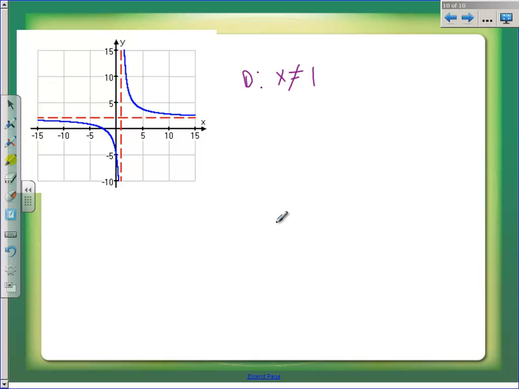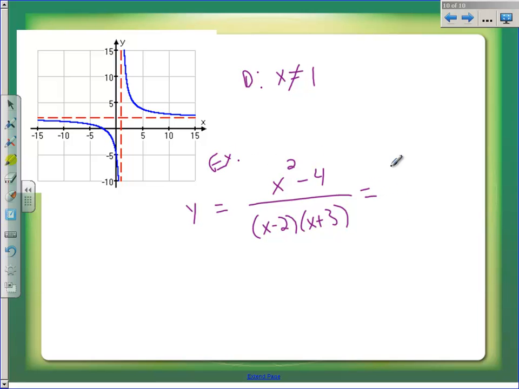All right, so let's take a look at one last thing that has a hole in it. x squared minus 4 over x minus 2 times x plus 3. Let's take a look at that one. And this is a new example. I would factor the numerator into x minus 2 times x plus 2. And the denominator is x minus 2 times x plus 3.